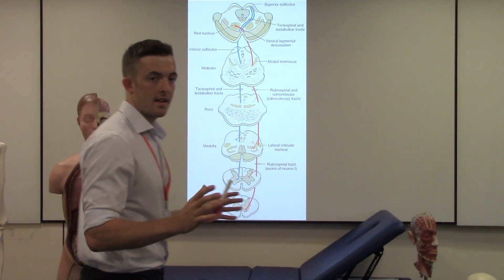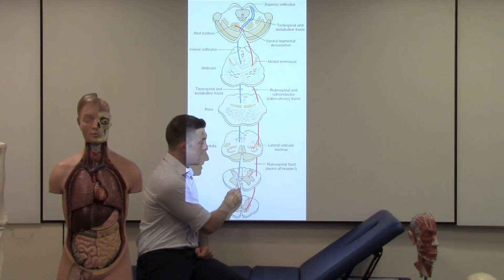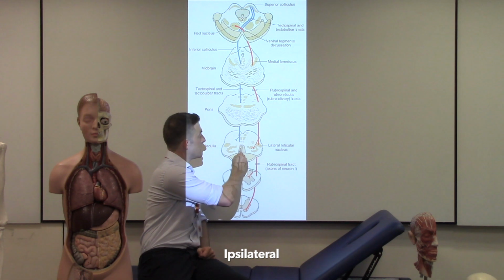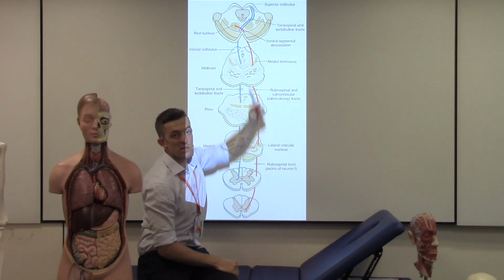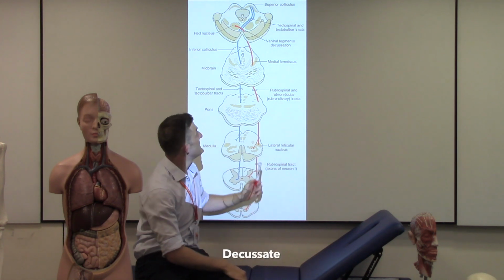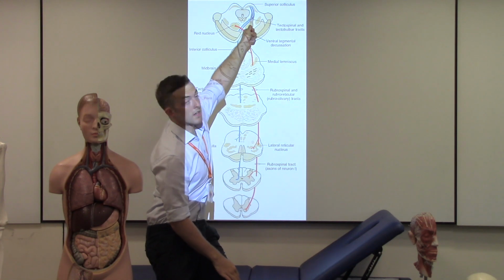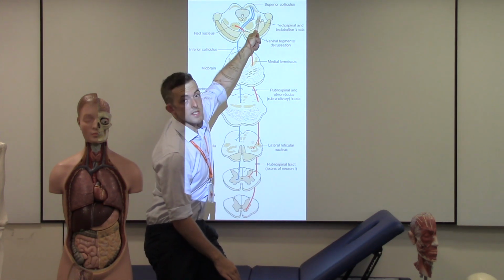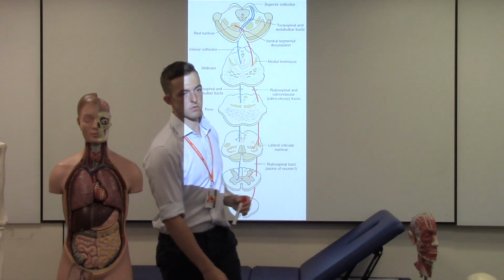Importantly, what we need to learn now is the terminology. So this is an axon which is running ipsilaterally, just means on the same side, and then it crosses over, and the term they'll use is decussate, just means crossing over. So it decussates across onto the other side, and now it's running contralaterally, so on the opposite side to where it was before, ipsilateral and contralateral.